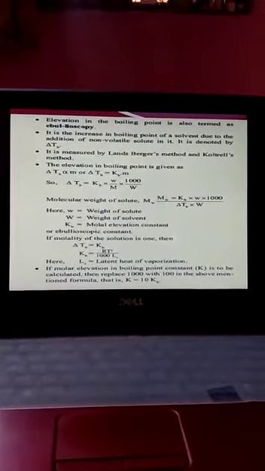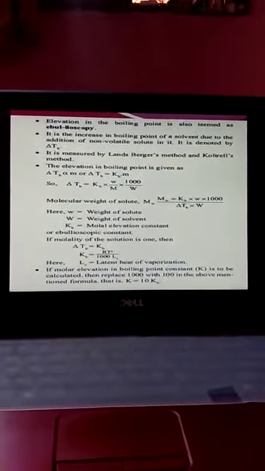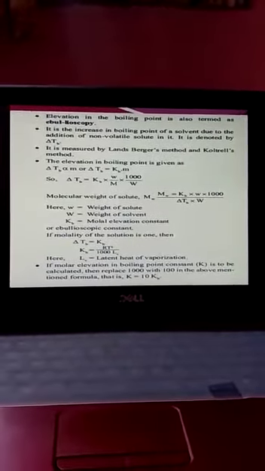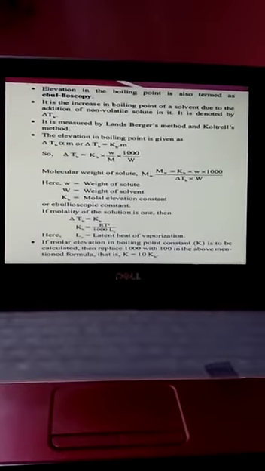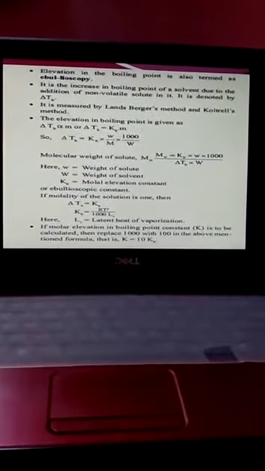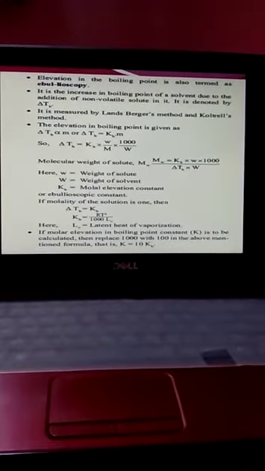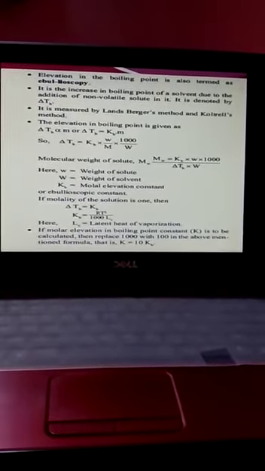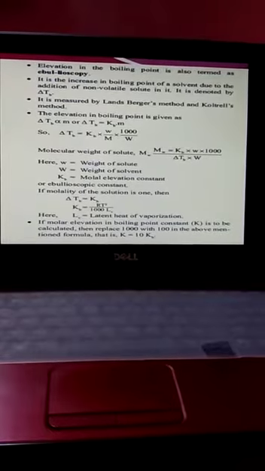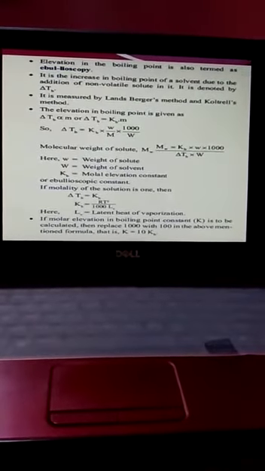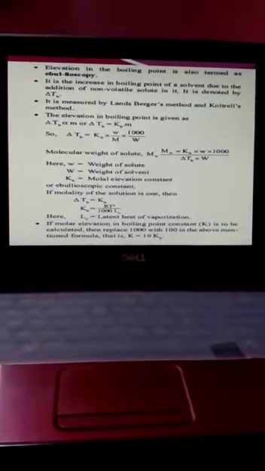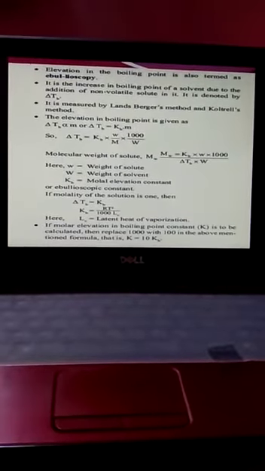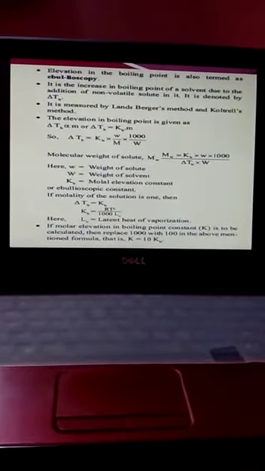Now, delta Tb is equal to K nb upon na plus nb. Here, if we open the terms, that is nb and na, then delta Tb is equal to K (Wb upon Mb) upon (Wa upon Ma plus Wb upon Mb). For dilute solutions, we know that Wb upon Mb is very small compared to Wa upon Ma, and hence Wb upon Mb can be neglected in the denominator as compared to Wa upon Ma.